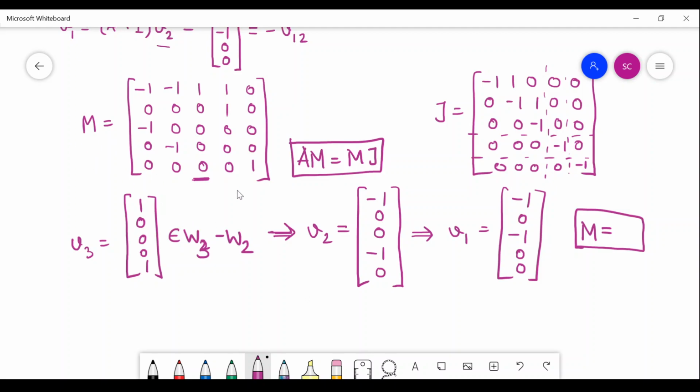So your modal matrix may not be the same actually. You can start with some v3, your friend can start with some other v3, and both their modal matrices will eventually give rise to the same Jordan matrix, the same Jordan form, but the modal matrices could be different. So be aware of this fact.